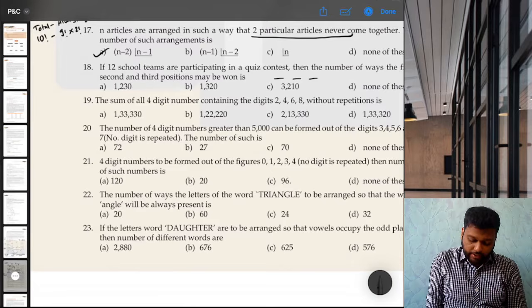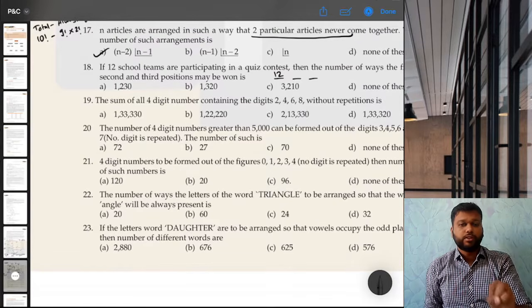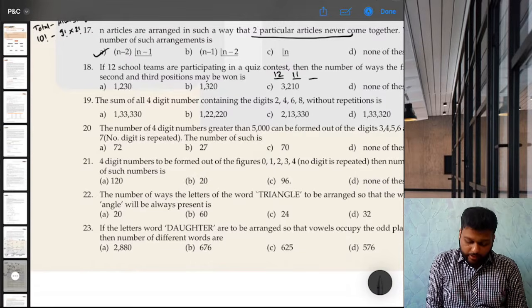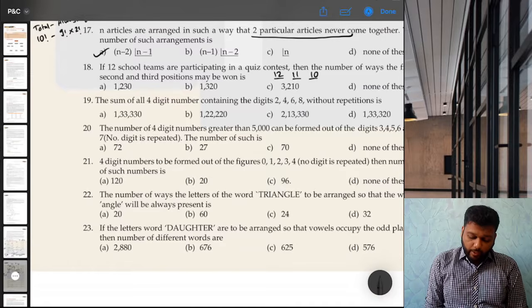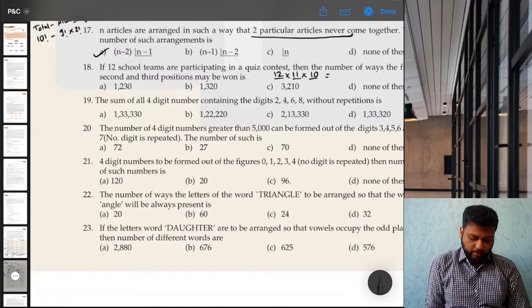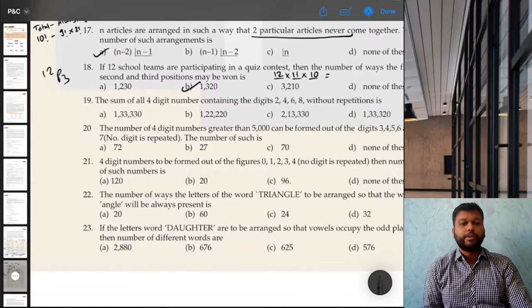For first place, there are 12 teams possible. Then take out one team because we have arranged it. Then 11 teams are possible. Then 10 teams are possible. 12 teams and 11 and 10, so that is going to be 12 into 11 into 10, that is 1320, option B. Or 12p3 is also the same, 12p3 will give you 1320 only.